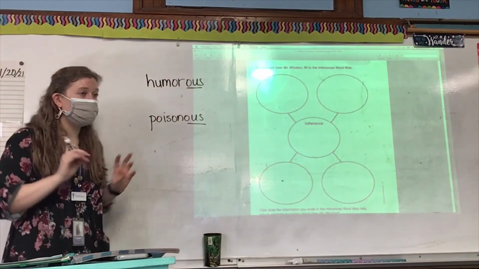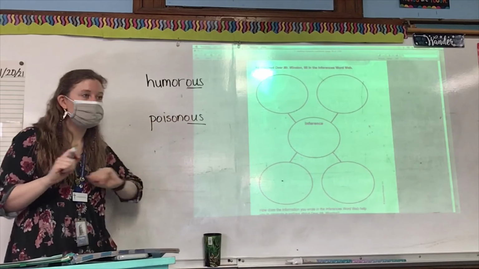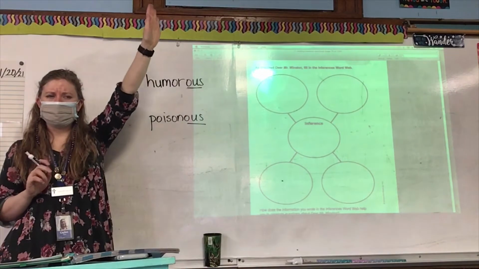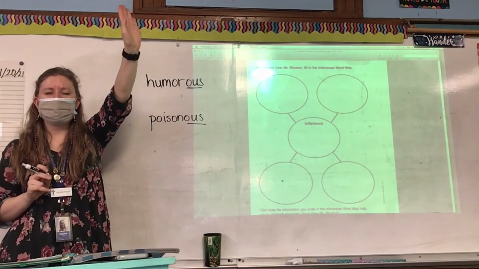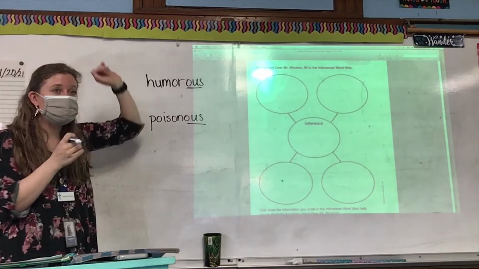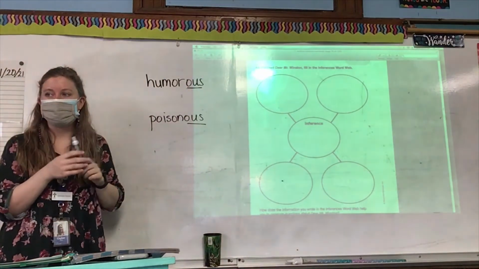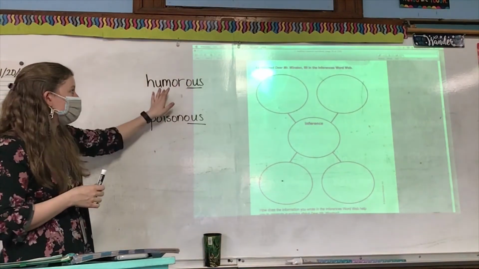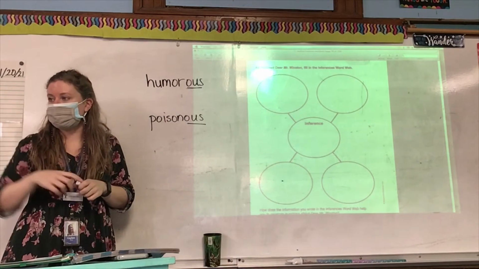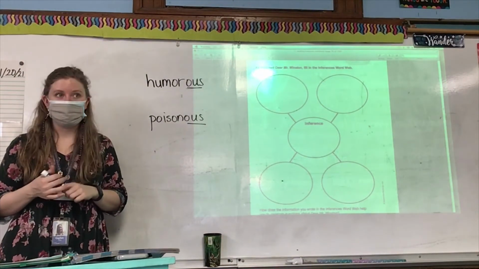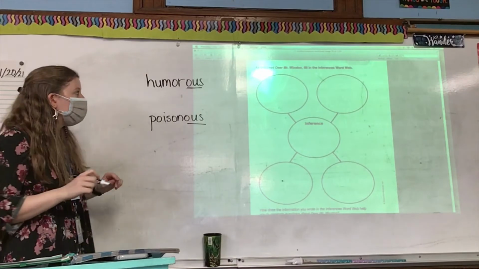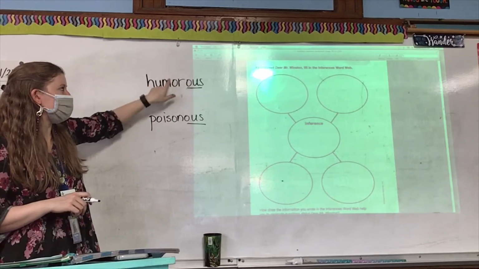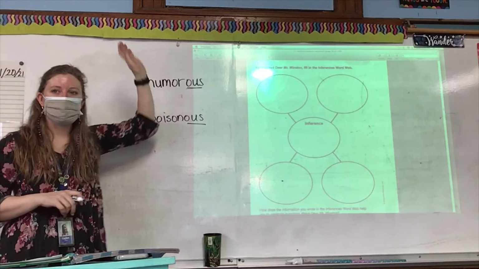So humor and poison are both nouns with the suffix O-U-S. The suffix O-U-S turns that noun into what part of speech? We just talked about this. The suffix O-U-S turns that noun, the base word, into a different part of speech. What is that part of speech? So we know the base word is a noun, but O-U-S turns it into an adjective, a describing word.